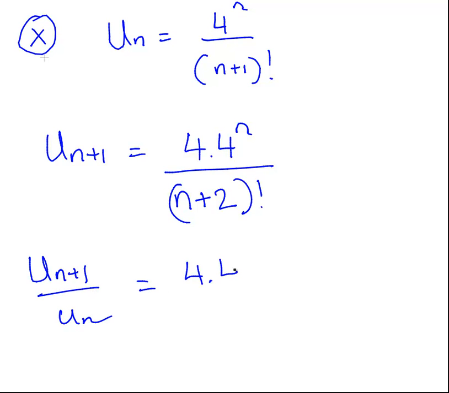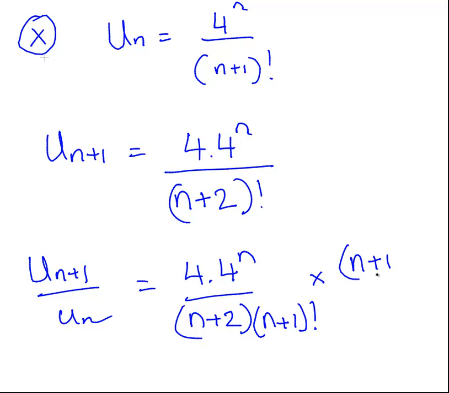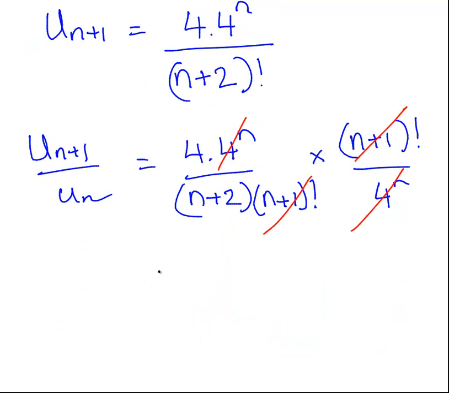4 times 4 to the n over n plus 2 factorial. I'm going to write n plus 2 factorial as n plus 2 times n plus 1 factorial, okay, and multiply that by the inverse of u of n, n plus 1 factorial over 4 to the n, and again, let's cancel out everything we can. So quite a lot cancels out there in that particular example. What we end up with is 4 over n plus 2. And that is all 10 of our examples done. Okay, so we'll leave it there.